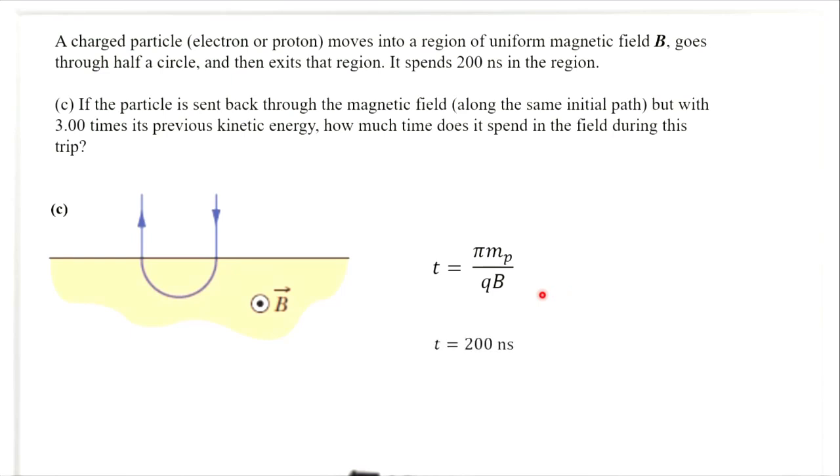So the answer is that even with increased kinetic energy, with increased speed, the particle spends exactly 200 nanoseconds in the region of the magnetic field. So the problem is solved completely.